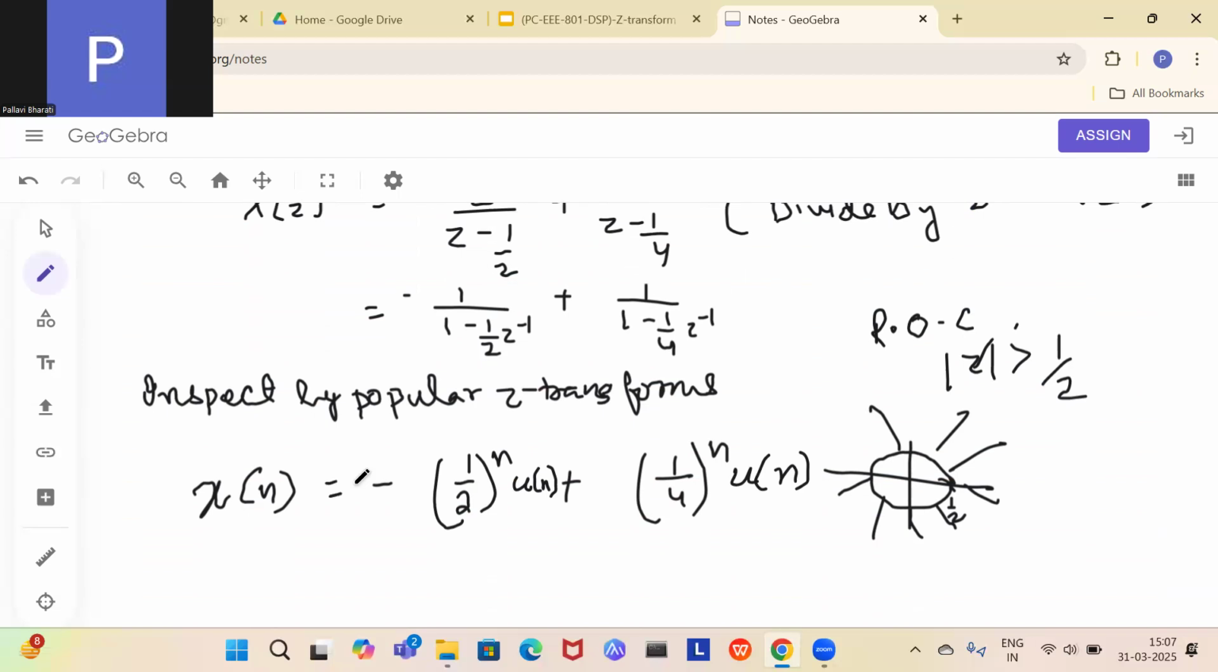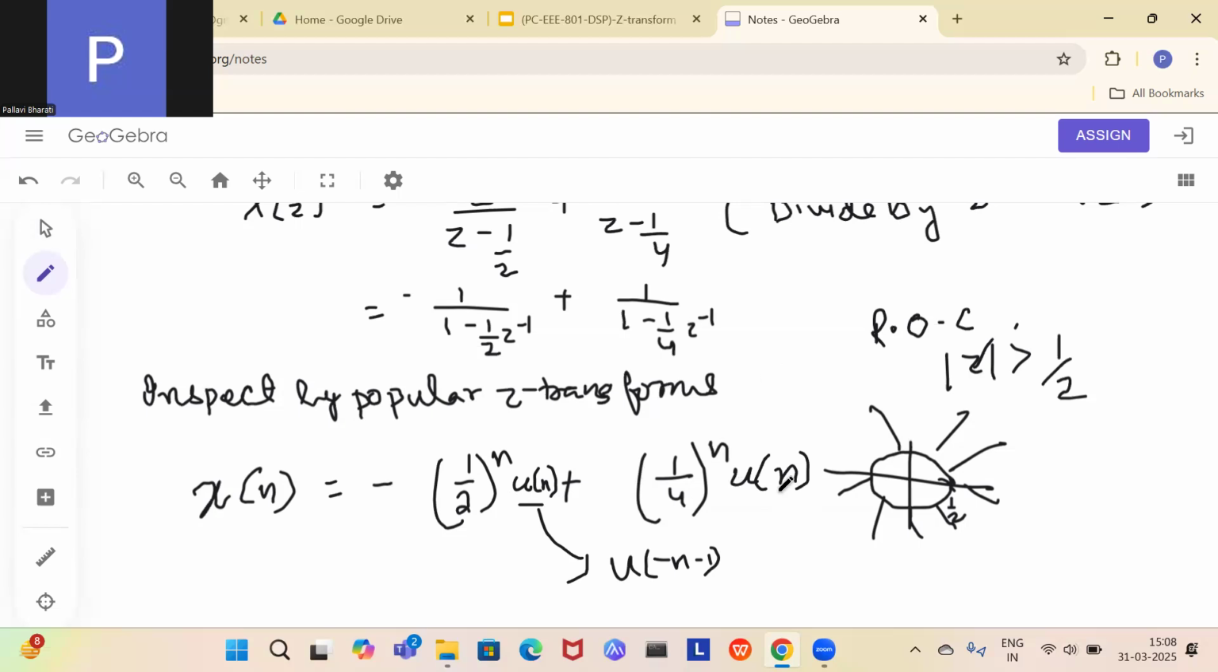Okay. And if the ROC of the sequence was given as less than, in that case, you will have to write, instead of this u(n), you will be writing u(-n-1). And also the signs will be changing. So it will depend upon how it is, whether both half and 1 by 4 are inside, or only half is inside and 1 by 4 is outside. In that way, it depends.